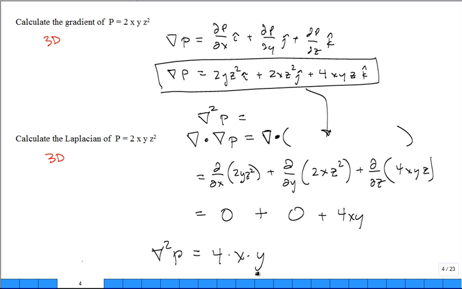True? So the Laplacian operator, if you feed it a scalar, you get back a scalar field. And the gradient operator, if you feed it a scalar field like you should, what do you get back? A vector field. A vector field. Okay.